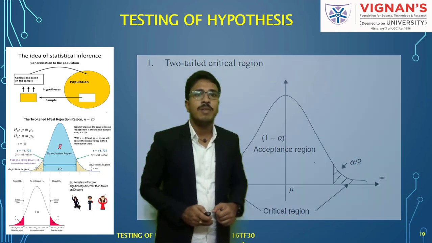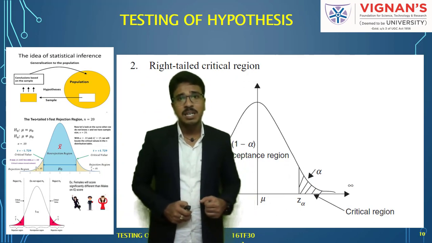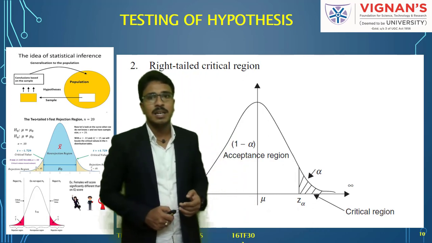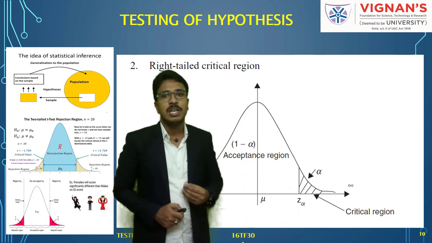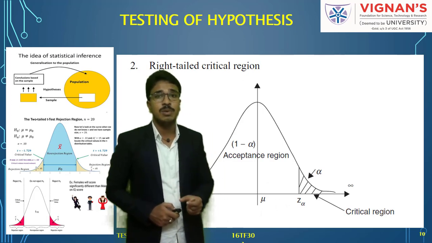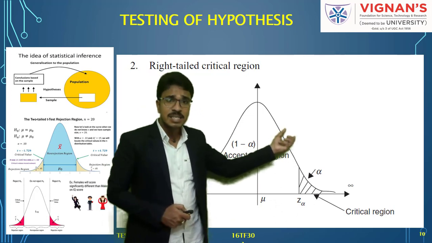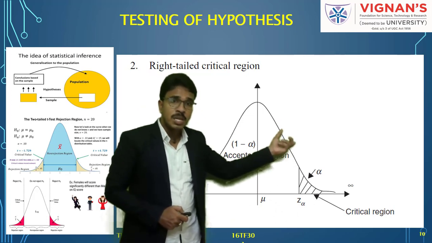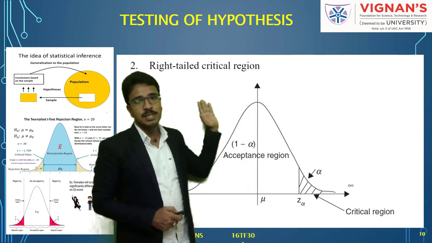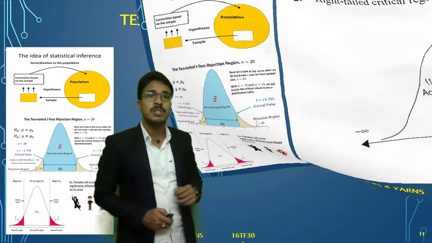Now, when it comes to the right-tailed critical region, you can see the critical region on the right hand side. That means if the H0 value falls under this right hand side critical region, then only the H0 is rejected. You can see this is all the acceptance region.